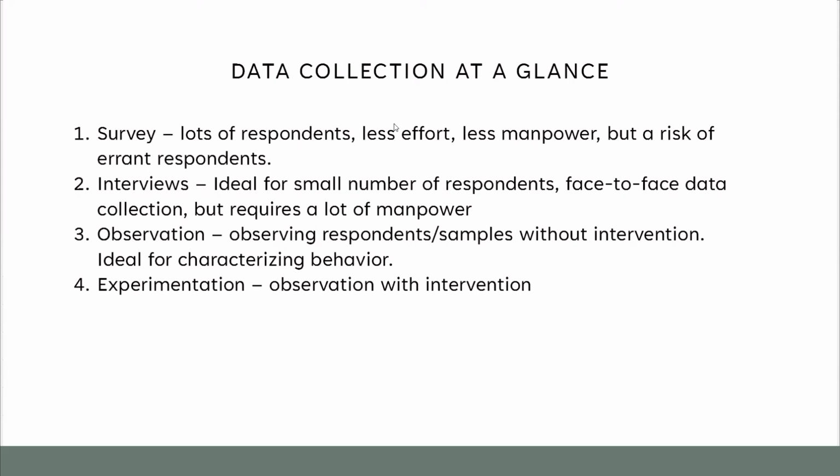Next, for interviews, it would be ideal for a small number of respondents. It would be a type of primary source of data, just like what we discussed last meeting. So you as a researcher would obtain the data from your respondents face-to-face. But with this type, even though you would require a smaller number of respondents, it would require a lot of manpower. So to increase the speed of obtaining data, you may require more researchers that will obtain your data from the respondents.